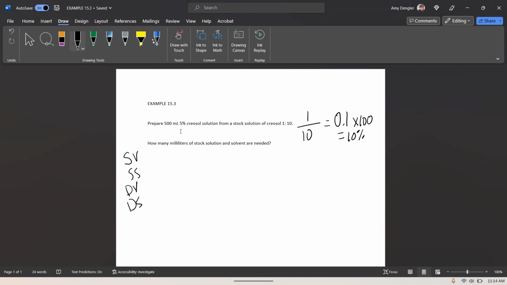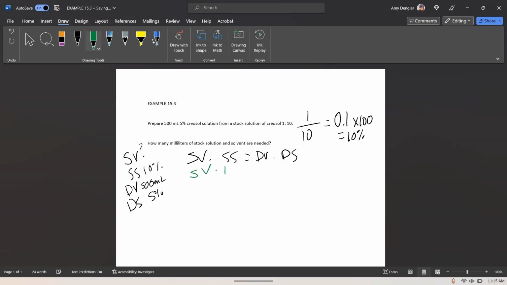So what it's asking is how many milliliters of stock solution are needed. So that kind of gives you a little bit of a preview of what you'll need. So prepare 500 ml. So our desired volume, 500 ml. Our desired strength is that 5%. Our stock strength is that 10%. And our stock volume is what we need, which the question pretty much tells you.